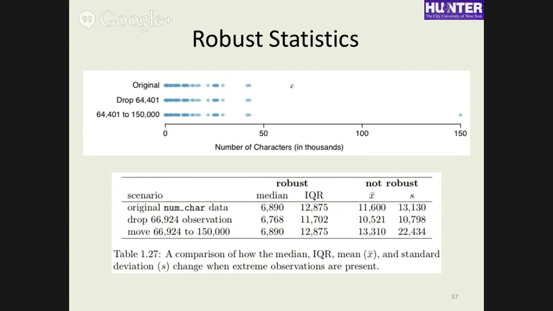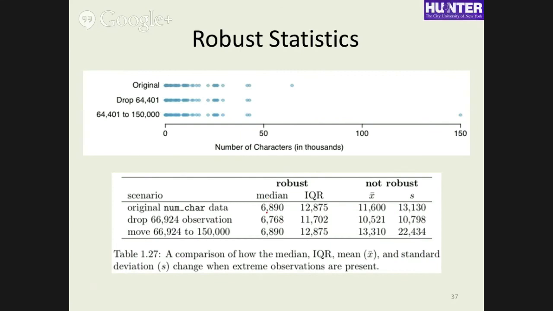And just to show what "robust" means here, it compares this data set to what if we dropped that one largest value, and then what if we replace it with an even larger value? So for our robust statistics, let's look at the measures of central tendency first, the median.